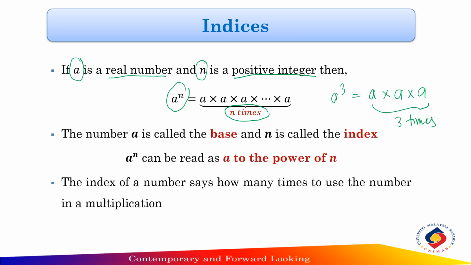The number A is called the base and n is called the index. A to the power of n can be read as A to the power of n. The index of a number says how many times to use the number in a multiplication.